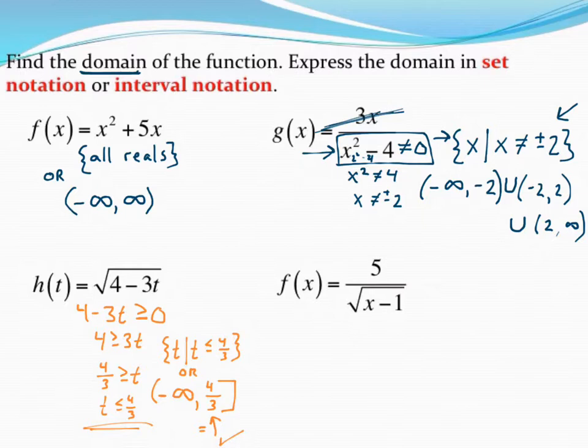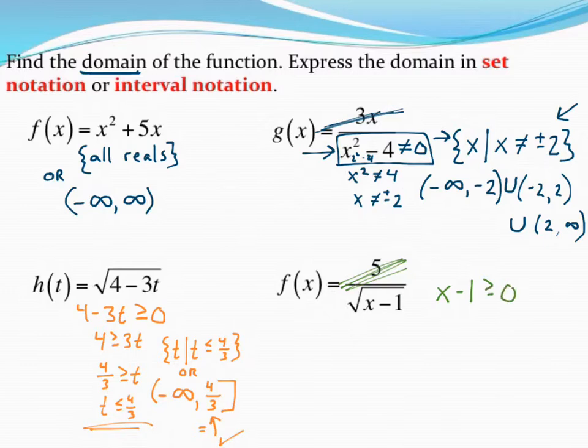Alright, and then we've got one last one I want to take a look at. This time we want to be very, very careful because there's a couple things going on. Firstly, I don't care about the numerator, remember, not for domain. So all I want to make sure, well, I'm dealing with a square root, so I'm thinking already, just like last time, my x minus 1, what's underneath the radical, has to be positive. It has to be greater than or equal to 0.